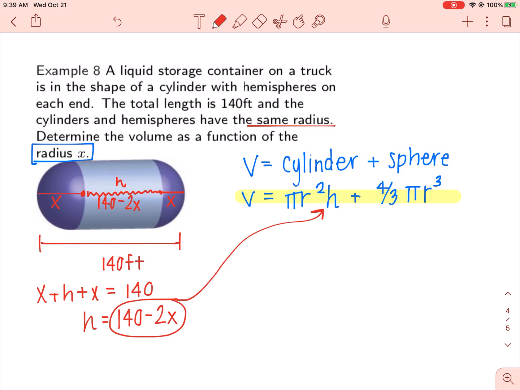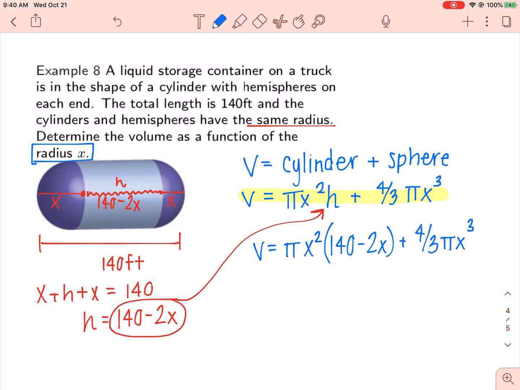And then I only have to deal with my x's, my radius. So I'm actually just going to make my life a little bit easier. I'm going to call these x's just because that's what it said in the problem. Now I can write volume in terms of just x. Volume equals pi x squared times 140 minus 2x plus 4/3 pi x cubed.